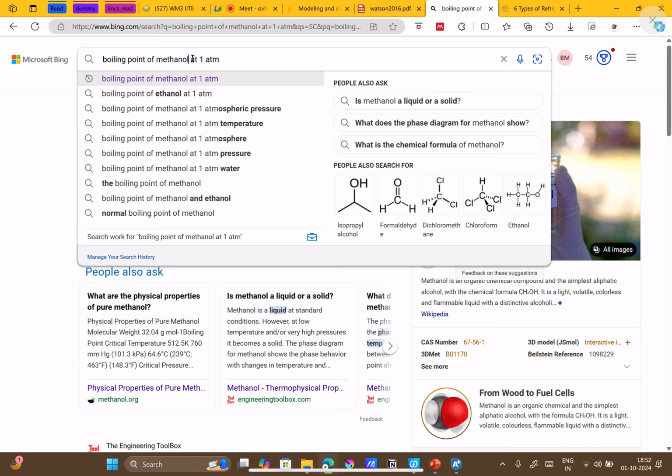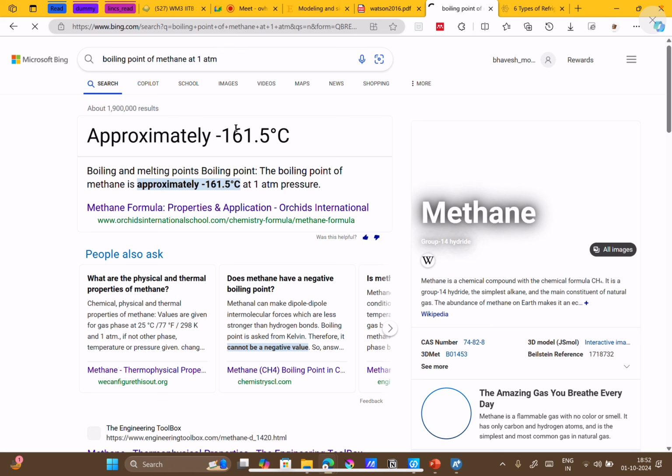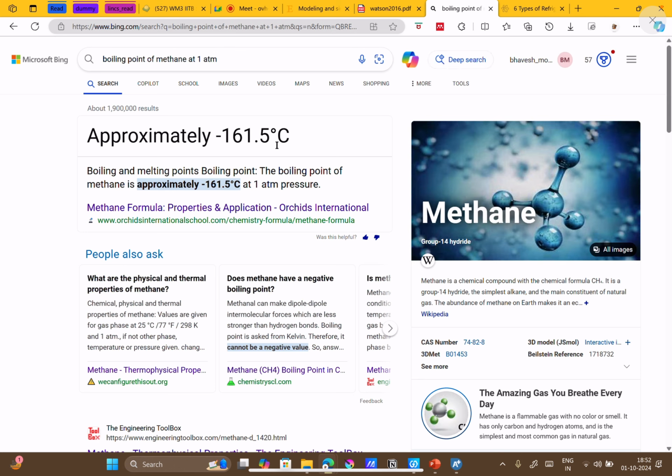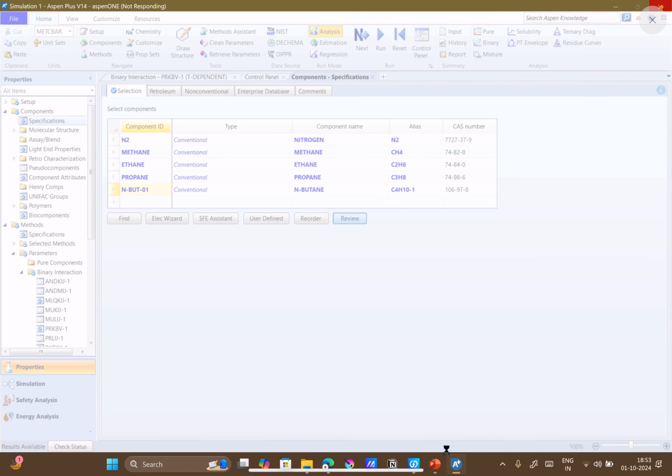Not methane, methane. So it's like, see, minus 161 point something. If we are at atmospheric condition, we have to lower our temperature to this point. But right now we are at 55 bar, so minus 161 works well, and then methane will stay in a liquid state, right? So this will work out. Now it has stopped responding. Let's wait for it to respond.